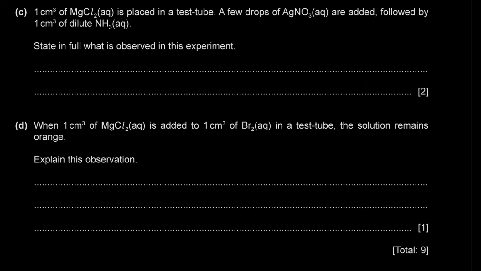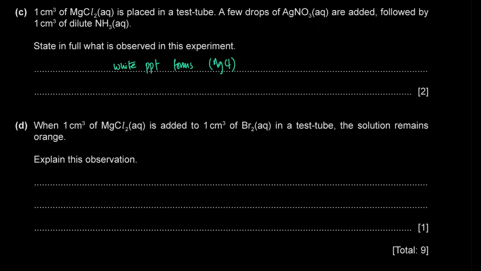So initially, when the silver nitrate is added, the silver ions form a precipitate with the chloride ions, silver chloride. So the first thing that we observe is that a white precipitate of silver chloride forms. That's Ag+ and Cl-.